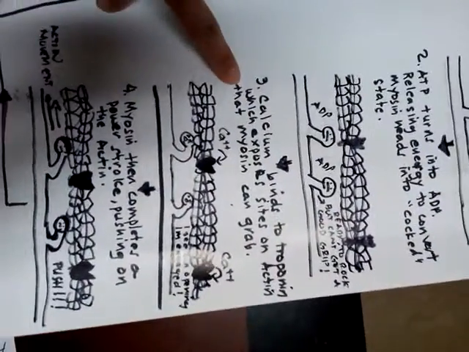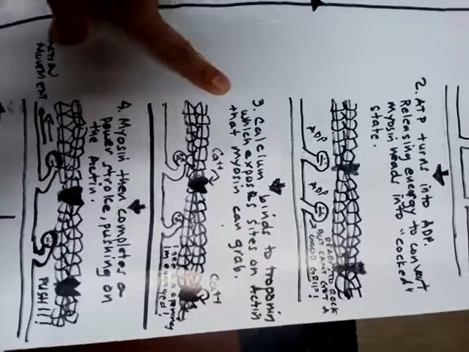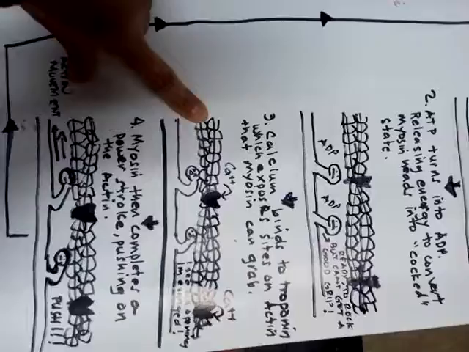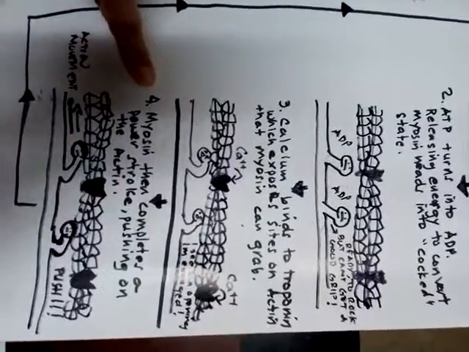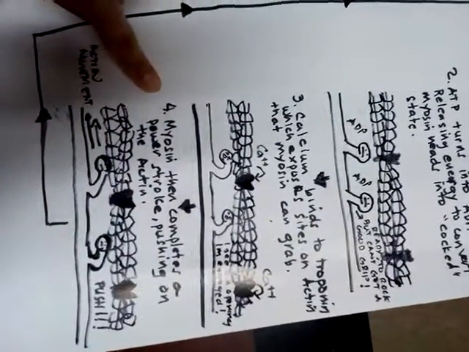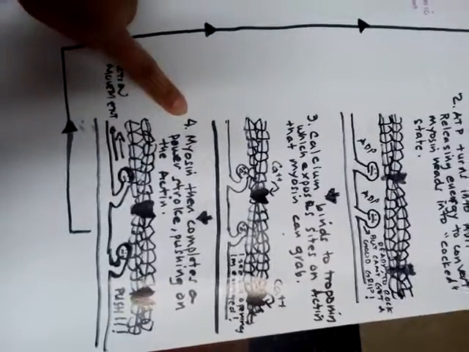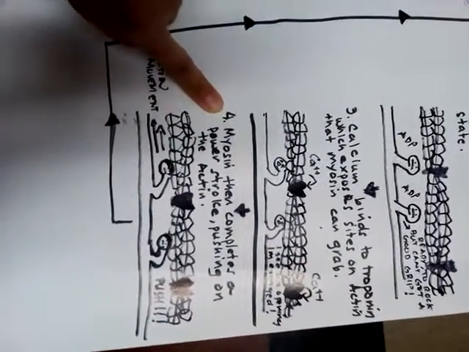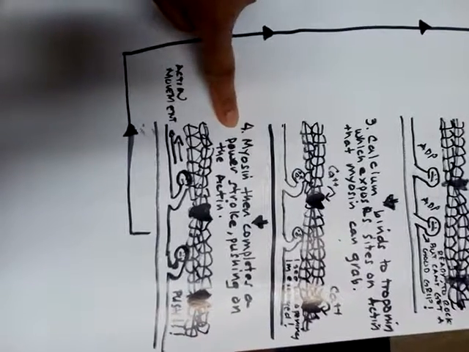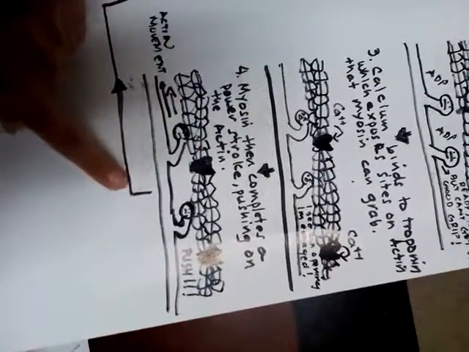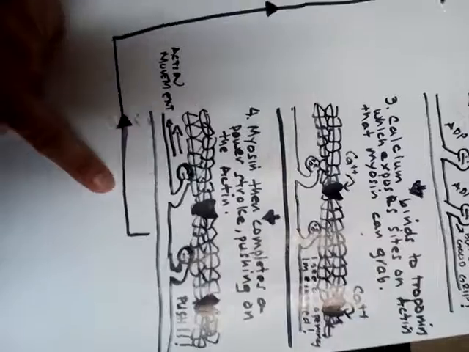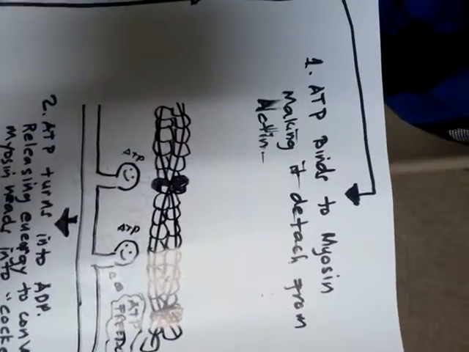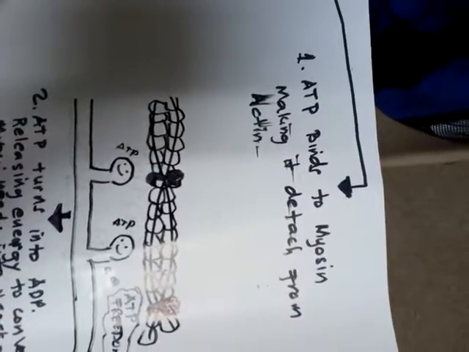Calcium binds the troponin, which exposes the binding site on actin that myosin can grab. And after that, the myosin attaches to the binding site and then completes a power stroke, pushing the actin. And then afterwards, it goes back to where the ATP binds the myosin to make it detach from the actin.